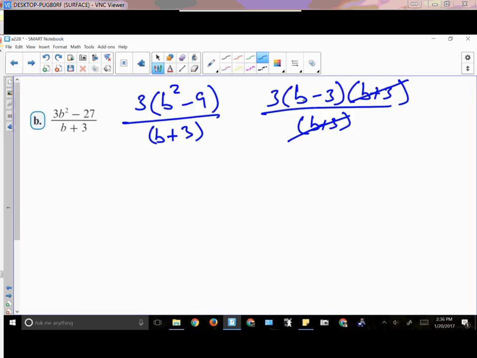Now, depending upon what you're working on, what you're doing, you might be able to just leave it like this, or you might see it written out like this. Make sure that you understand that both of those are the same answer. One has the distributive property applied back to it.